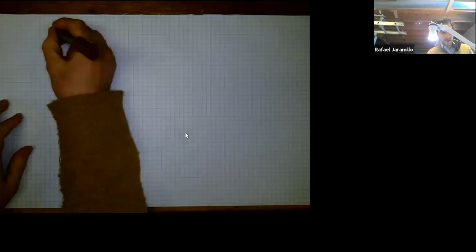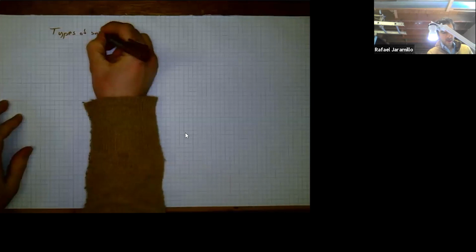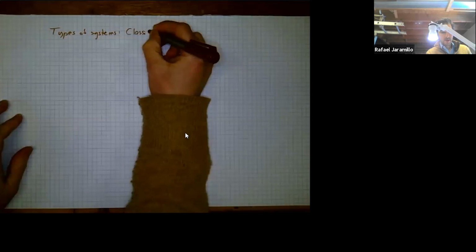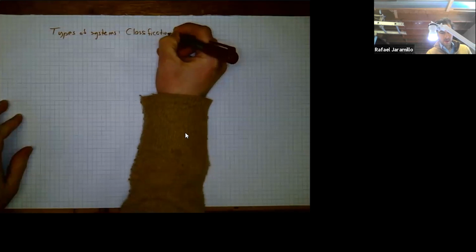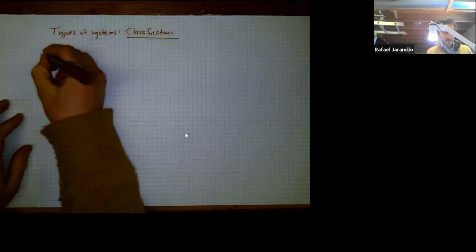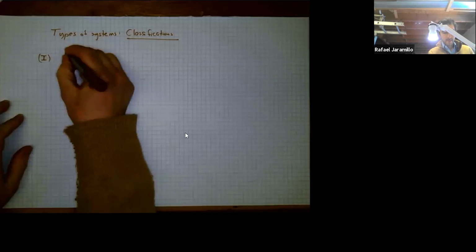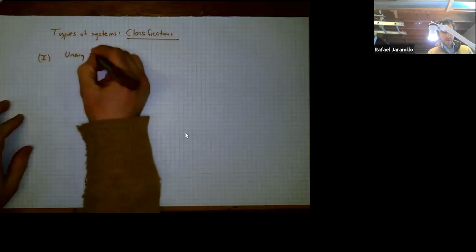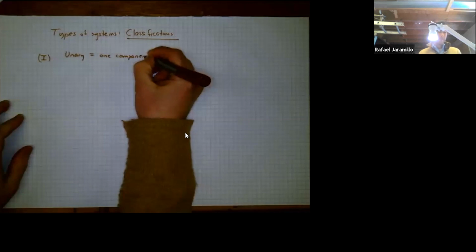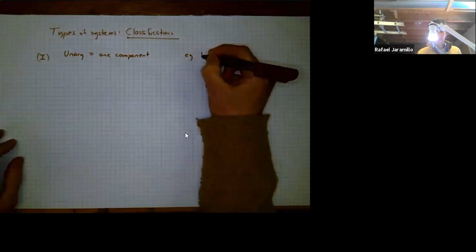All right, let's talk about types of systems, classifying systems. Classifications. All right, so this is just getting some essentials out of the way here. Unary, one component. All right, so an example of a component would be water.